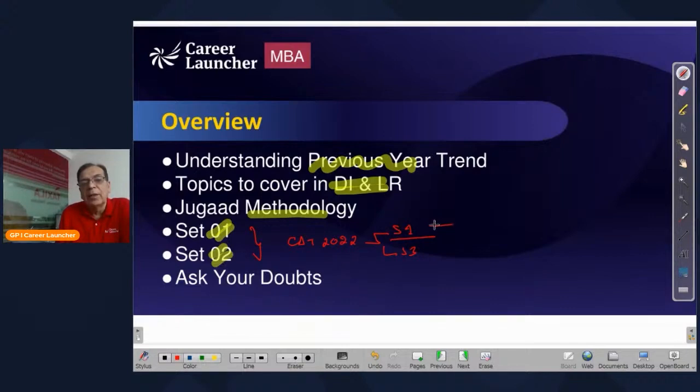This is the easier one. This will help you understand what I mean by Jugaad, and this is a little more complicated where we will be able to see how it has to be applied. And then, yes, in the end, we can always look at any doubts.